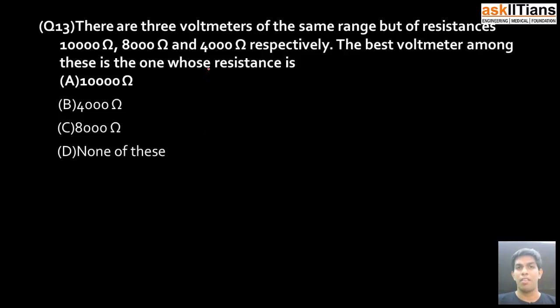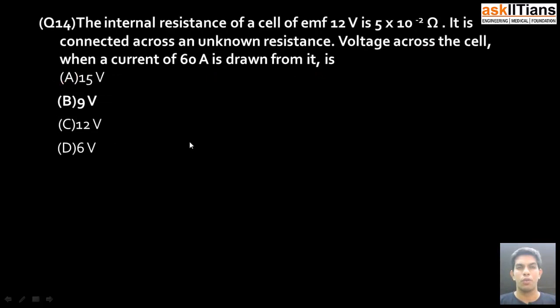It says there are 3 voltmeters of same range but of resistance 10,000 ohm, 8,000 ohm and 4,000 ohm respectively. The best voltmeter among these is the one whose resistance is 10,000, 4,000, 8,000 or none of these. We know that greater the value of the resistance, the better will be the voltmeter. Hence A, that is 10,000 ohm, is the best among the 3 given voltmeters. So A is the correct answer. Let's move on to the 14th question.